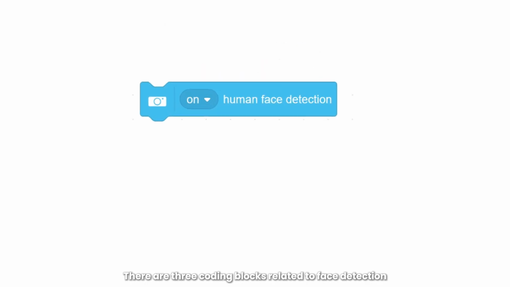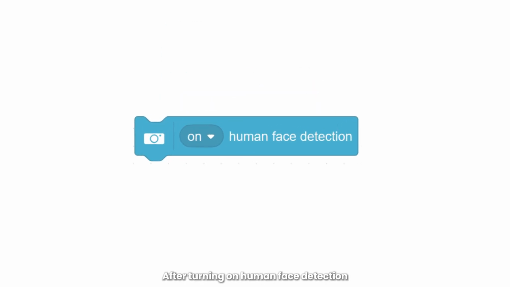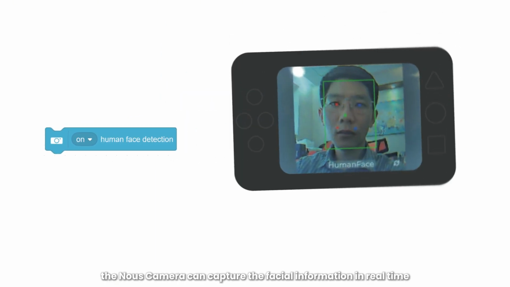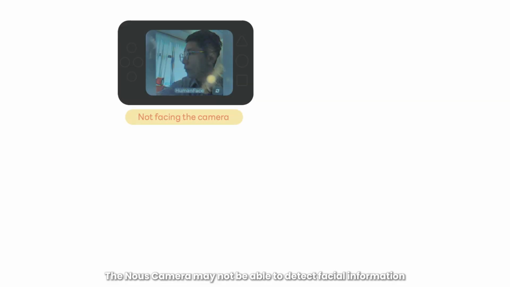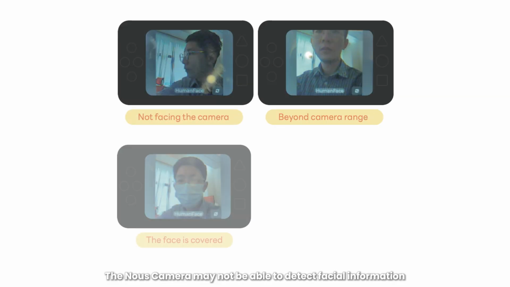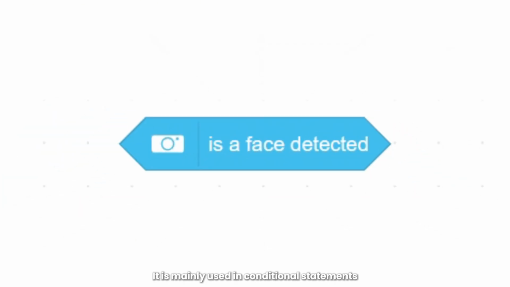There are 3 coding blocks related to face detection, as shown below. After turning on human face detection, the Nous Camera can capture the facial information in real time and show it on the Nous screen. There are 5 points distributed in the rectangular frame to locate the key facial information. The Nous Camera may not be able to detect facial information when the following situations occur. It is mainly used in conditional statements.